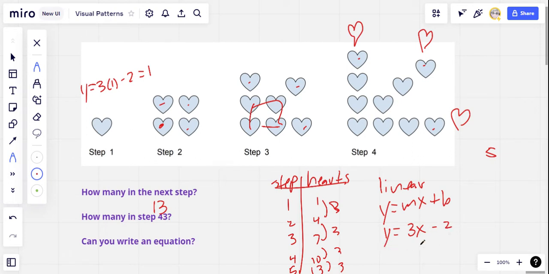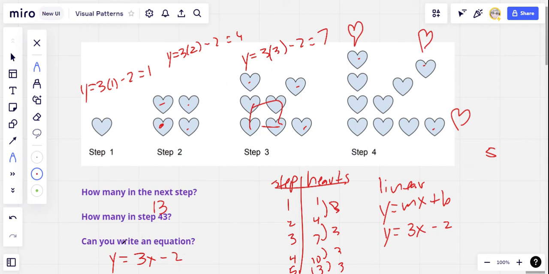So that works for step 1, but I should test it with a couple of other steps just to make sure that that's actually working. So in step 2, it'd be y equals 3 times step 2 minus 2. 3 times 2 is 6, minus 2 is 4. Okay, and that matches in step 2. Let's try step 3. Y equals 3 times step 3 minus 2. So that's 3 times 3 is 9, minus 2 is 7. And yeah, we have 7 there. So this looks like it's working. I think we can be confident in our equation here. So y equals 3x minus 2.